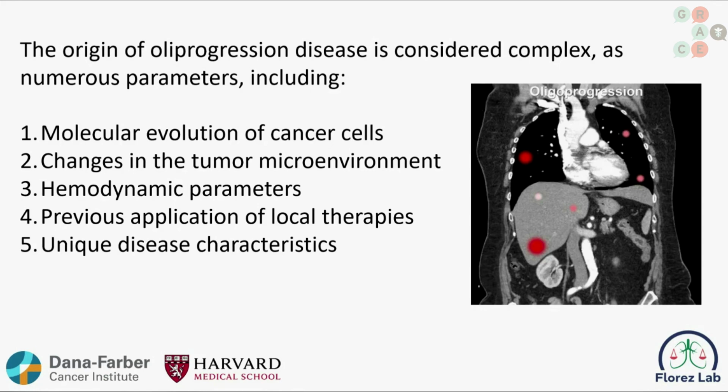And also the unique disease characteristics. Lung cancer is no longer one disease, it's many different types of mutations. And we know that certain mutation-specific cancers like to go to certain organs more than others. One example is the ALK-positive non-small cell lung cancer, which has a preference for the brain.